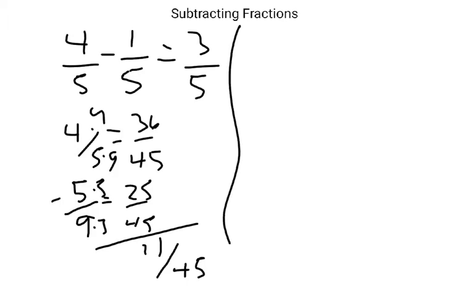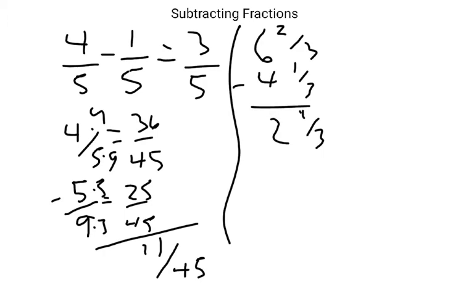If we had mixed numbers here, I'll just do a really simple one. 6 2/3 minus 4 1/3. It's simple because the thirds is a common denominator already. We just subtract the fraction column. 2/3 minus 1/3 is 1/3, and 6 minus 4 is 2.